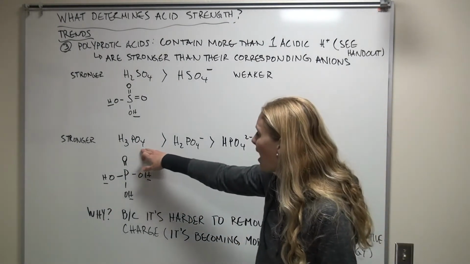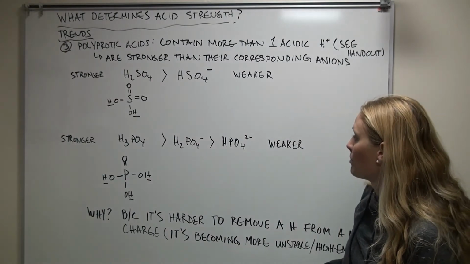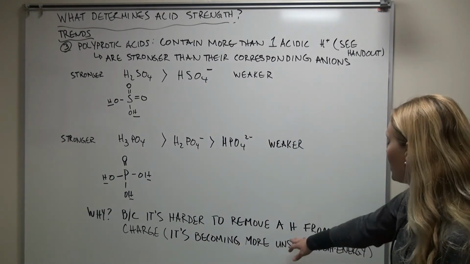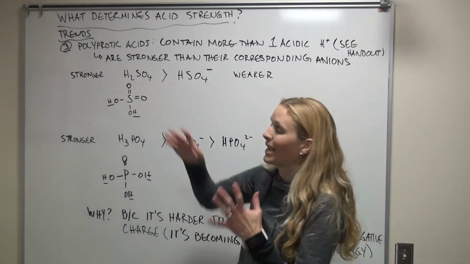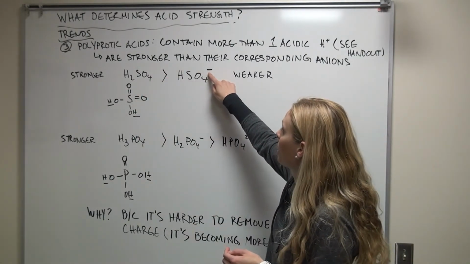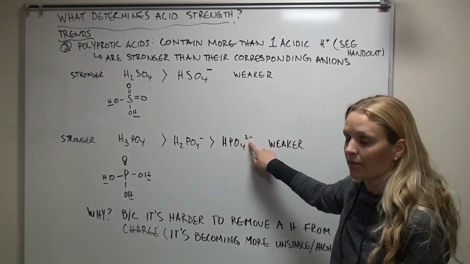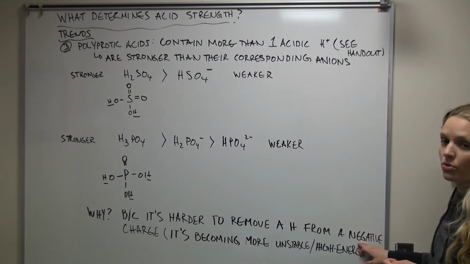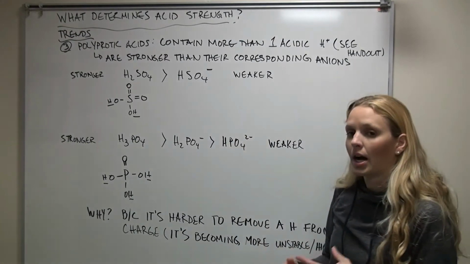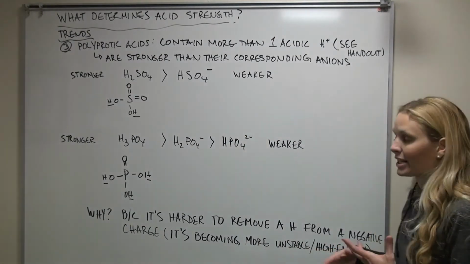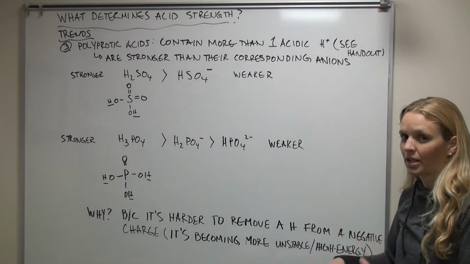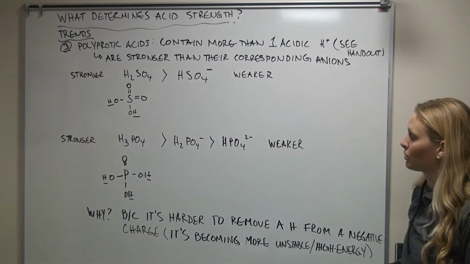So why is it harder and harder to remove a proton as we go to the corresponding anion? The reason is that, as you can see here, every time we remove an H+, a positive 1 charge hydrogen, from the acid, we become more and more negative. It's really hard to remove a proton from a negative charge, because this negative charge puts a lot of destabilization on it and makes it unstable, really high energy. So it doesn't necessarily want to go to that structure and lose the proton.